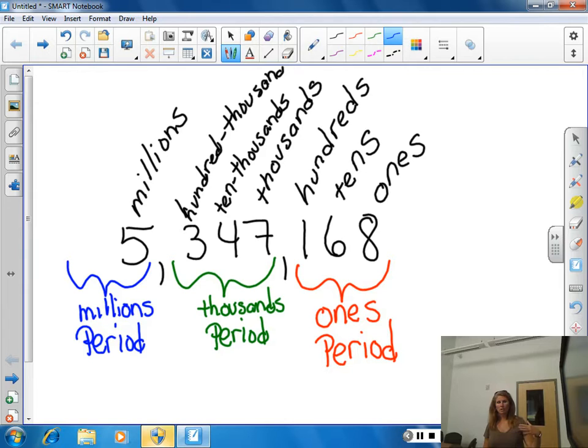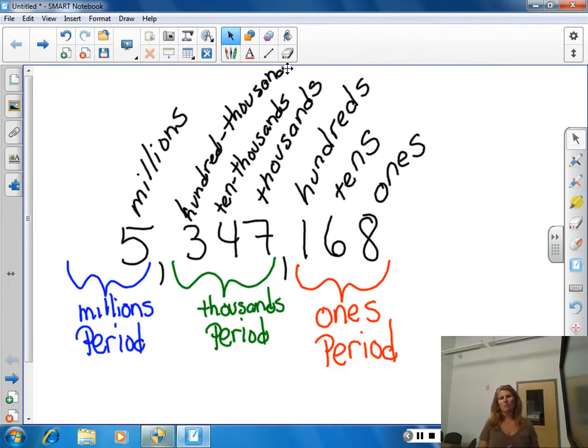So these are all terminology for the place value of numbers. Ones period, thousands period, millions period. So when you read this number, you read the period and then you say what period you're finished with. So we would read this and say 5 million, because that was 5 in the millions period, 347 thousand, because that 347 was in the thousands period, and then 168. We don't say ones. So let me read that again for you. 5,347,168.